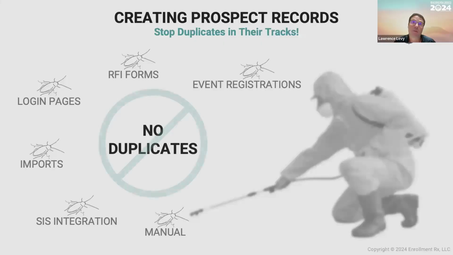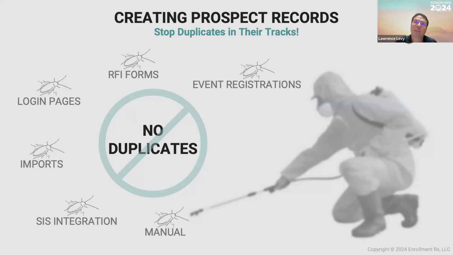So to begin with recruitment, the first question we like to ask is, how are prospect records even created in the system? These are the 6 areas that we can think of where records are actually created. And to emphasize that point, we can't think of another area. So if somebody can, please let us know. But these are the 6 sources of how prospect records can be created in the CRM system.